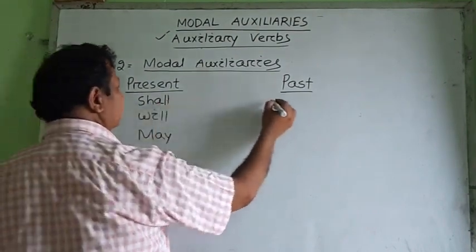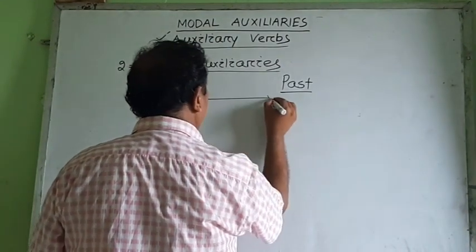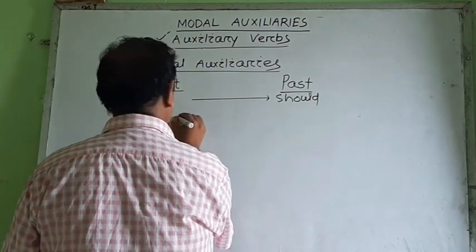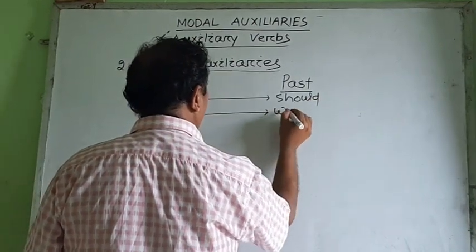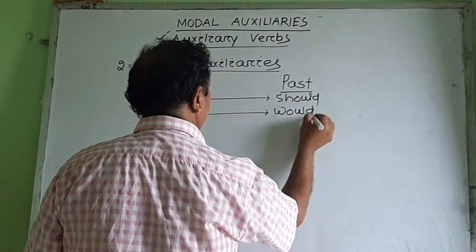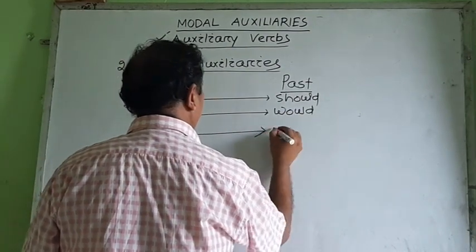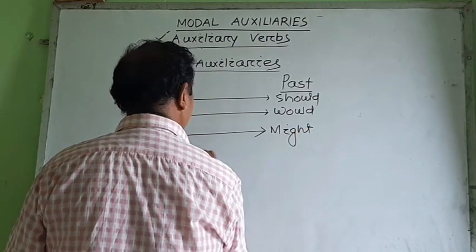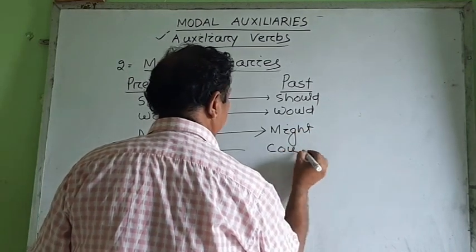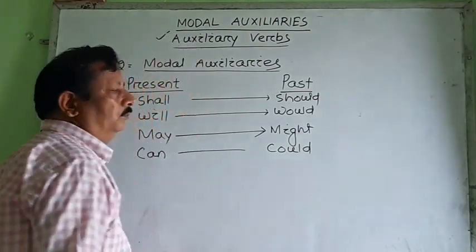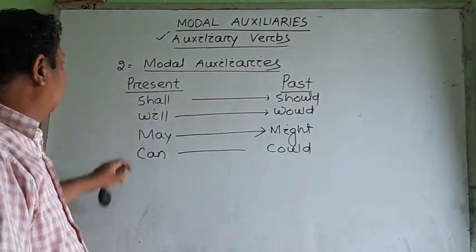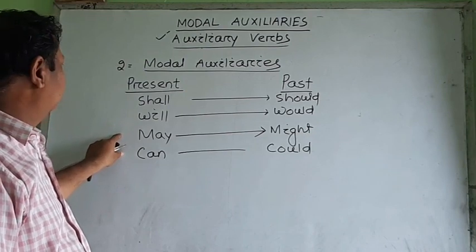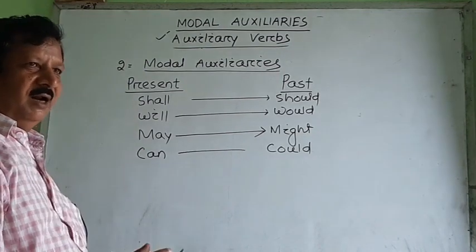Then in the past form, shall becomes should, will becomes would, may becomes might, and can becomes could. So these are the 8 modal auxiliaries. These are included as modals.